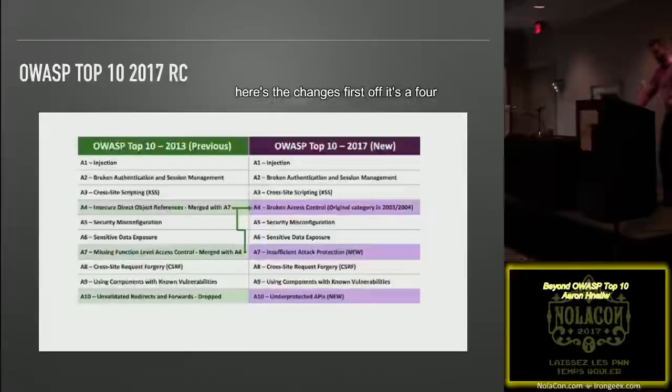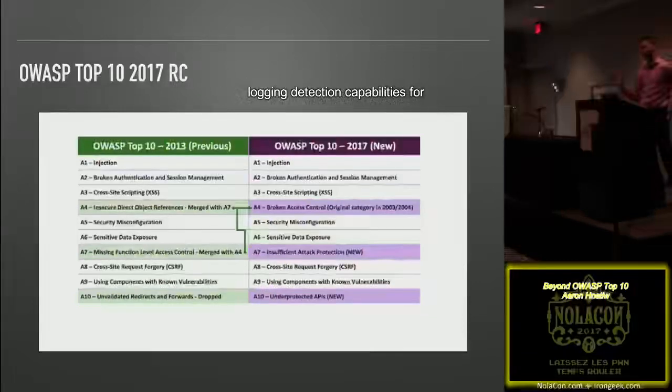Here are the changes. First off, A4, broken access control, basically merged 2 of them together. So anytime an attacker can bypass authentication or authorization, it falls under that category. Insufficient attack protection. This one's controversial. So if you look up OWASP Top 10 A7 controversy, you can find out more. I'm not going to go into the drama around it, but basically a lot of people disagreed with it. What this category means is developers should implement logging, detection capabilities, and automatic prevention capabilities for exploits. So you can look into it later, but that's basically what the category means.